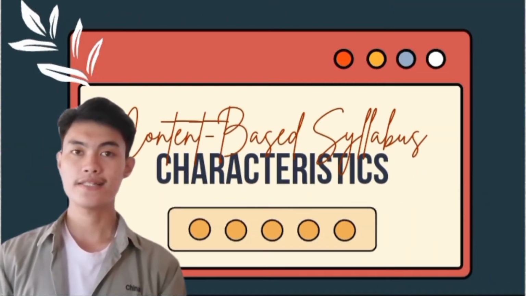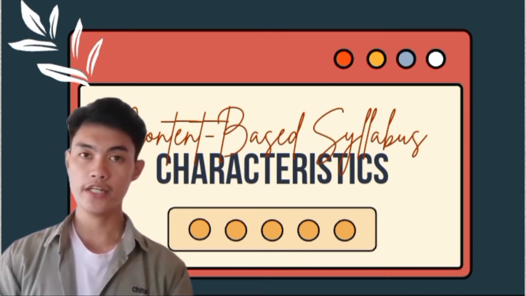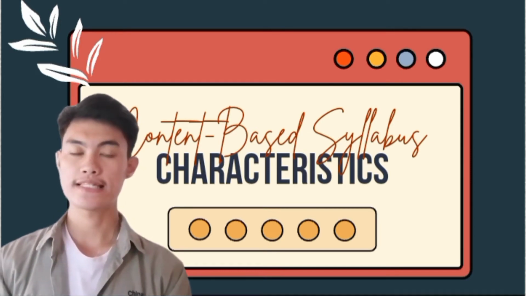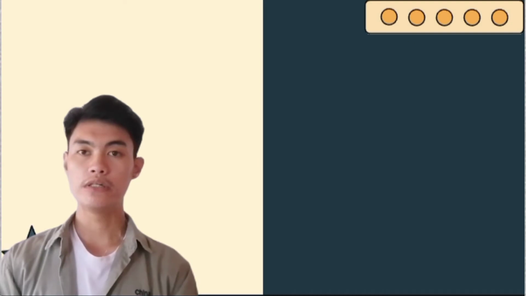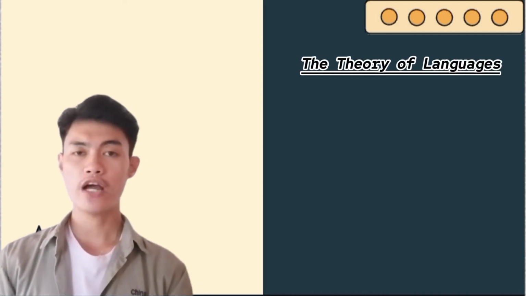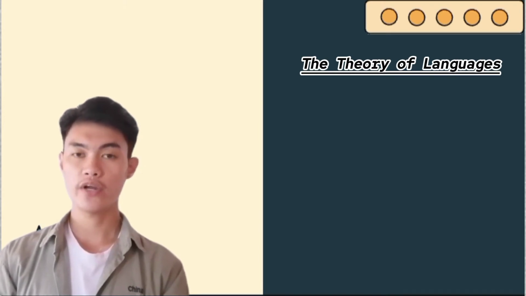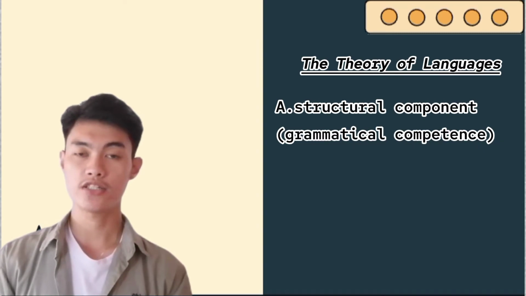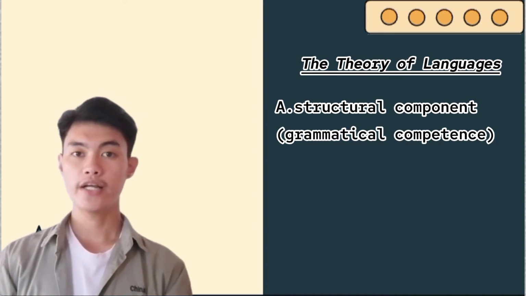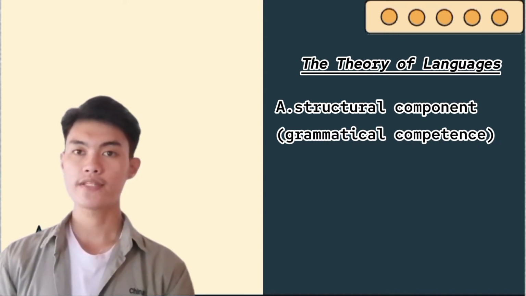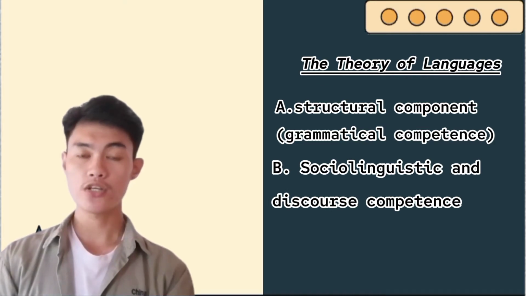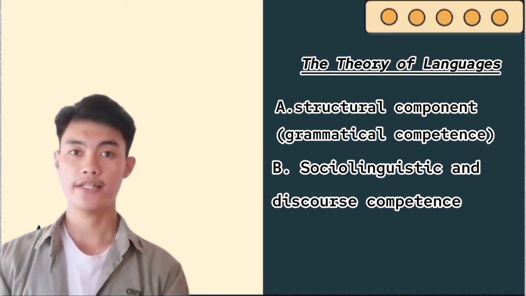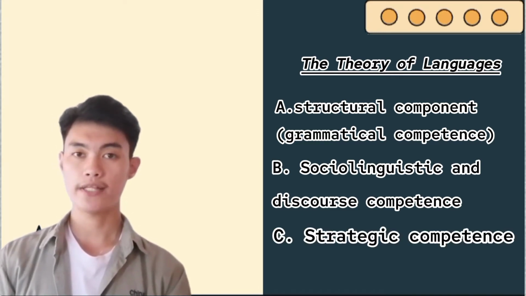Now, the characteristics of content-based syllabus in English for specific purposes. The first one is the theory of language. The theory of language assumed by content-based instruction embraces the full range of communicative competence. The first one is the structural component or the grammatical competence. The second one is the sociolinguistic and discourse competence, and the last one is the strategic competence.